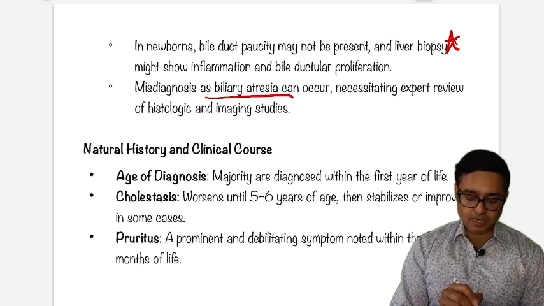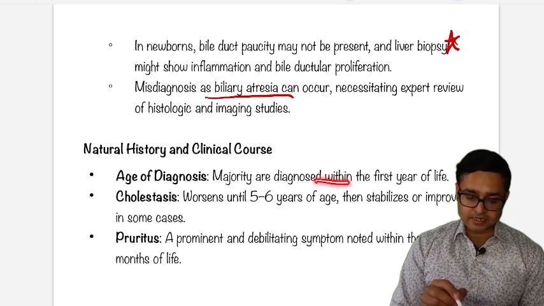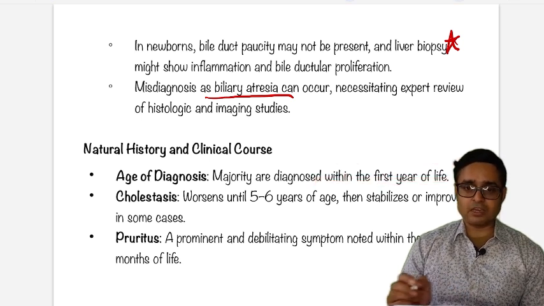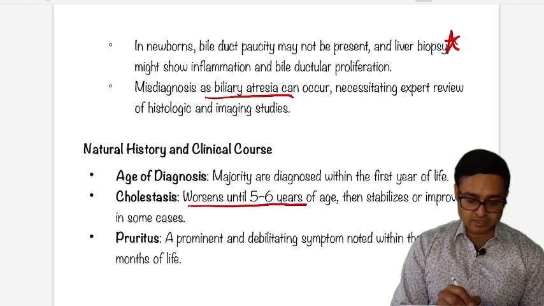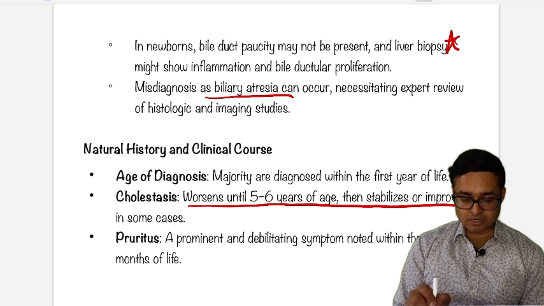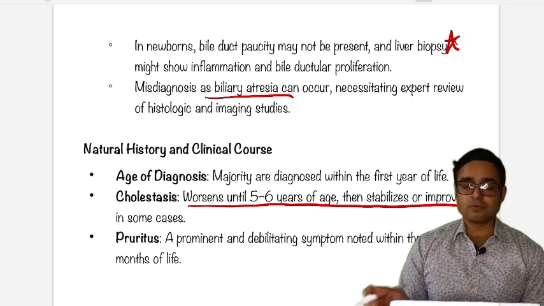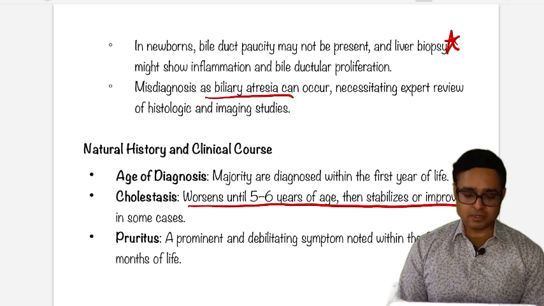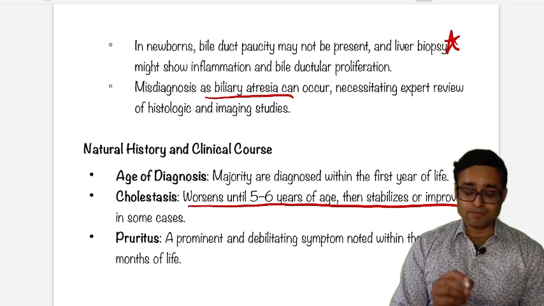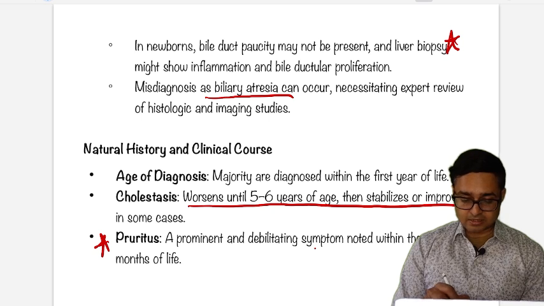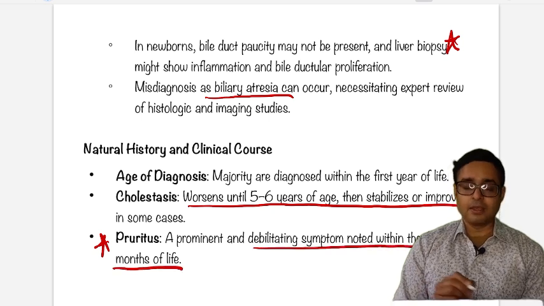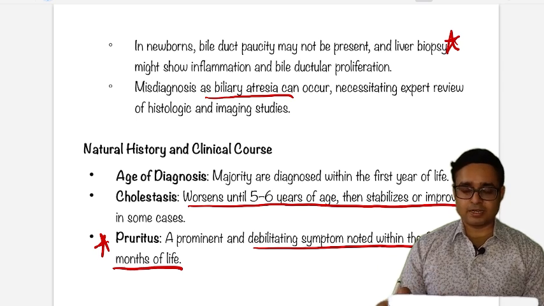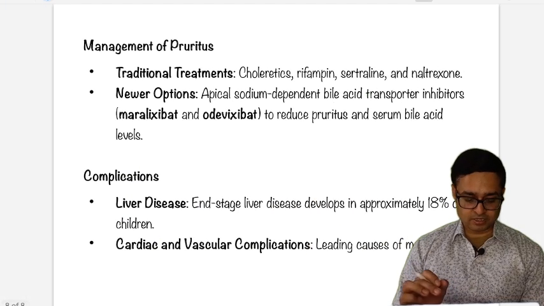Okay, age of diagnosis. The majority of cases are diagnosed within the first year of life itself, and the important thing, cholestasis worsens until 5 to 6 years of age, then stabilizes or improves in some cases. So it worsens till 5 to 6 years of age. And the important thing, pruritus is prominent and debilitating, noted within the first 6 months of life. The treatment is also there for pruritus in Alagille syndrome.